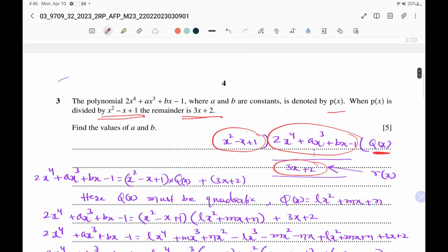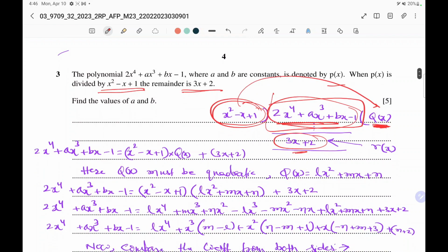So you know that in this division, the divisor times the quotient plus the remainder is equal to the dividend. So 2x to the power 4 plus ax cubed plus bx minus 1 equals (x squared minus x plus 1) times q(x) plus the remainder.